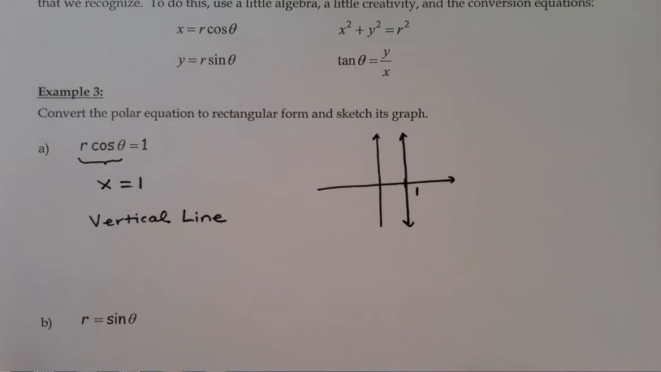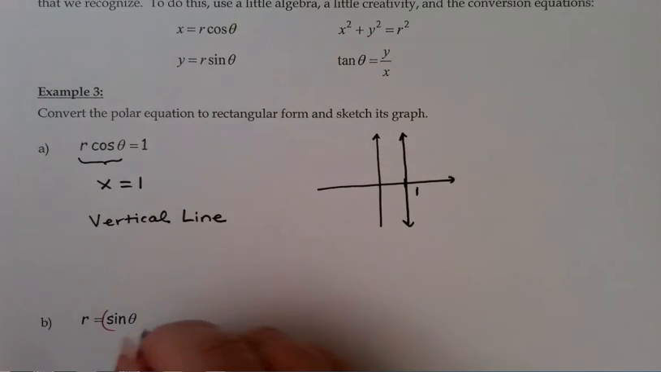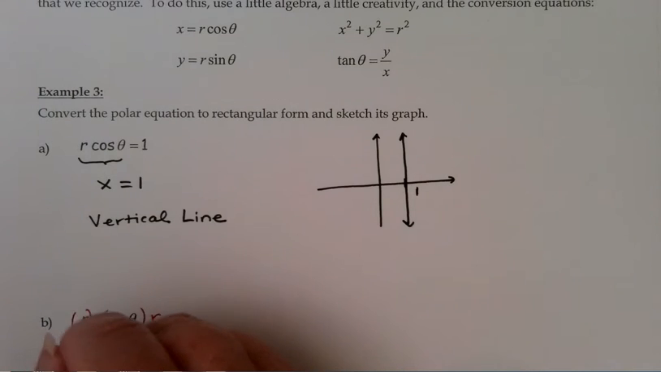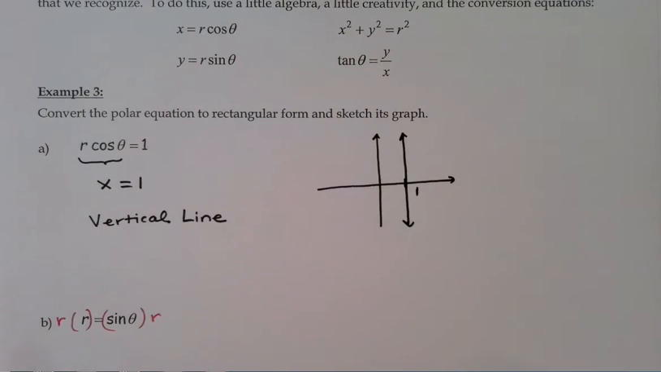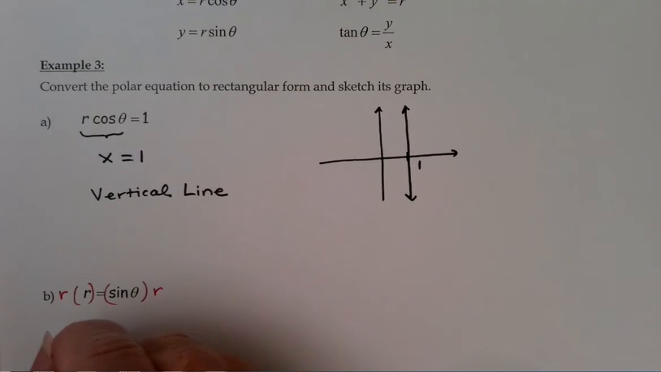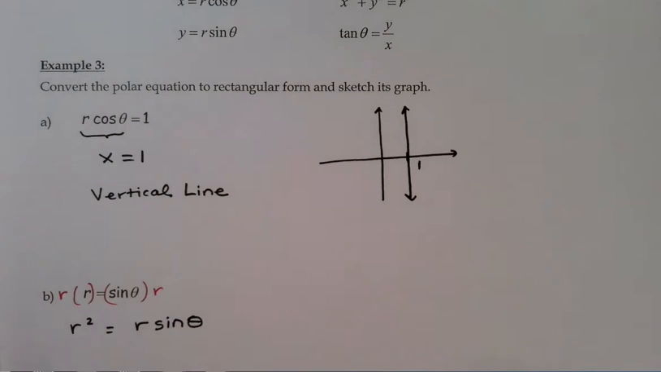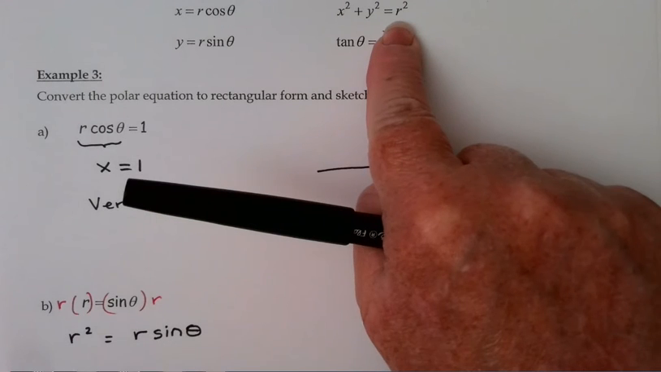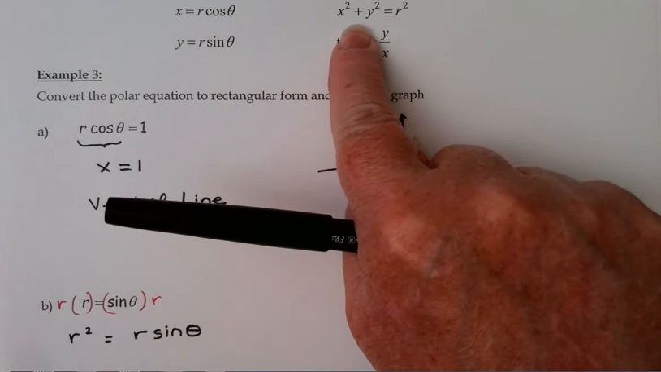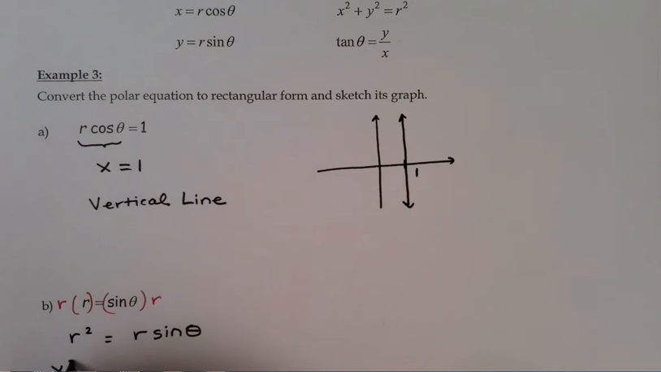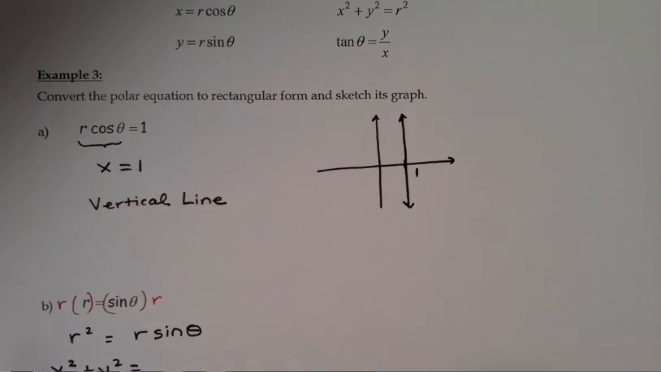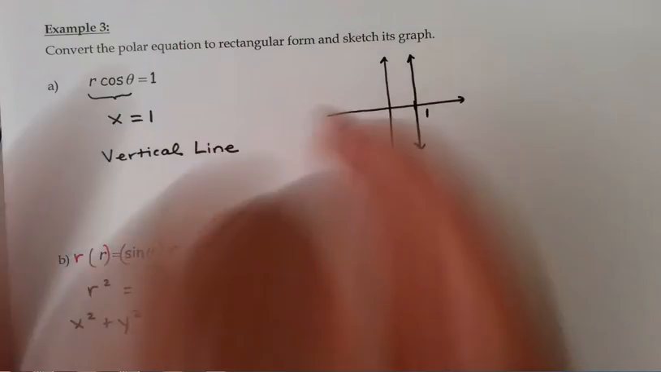Well, a little algebra, and I can get one there, right? What if we just multiply both sides of this equation by r? This is now r squared equals r sine theta. Even better, I know what r squared is. It's one of my conversion equations. It's x squared plus y squared. And r sine theta, that's y.